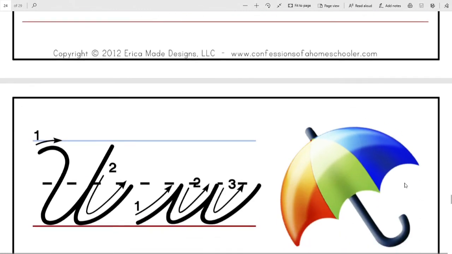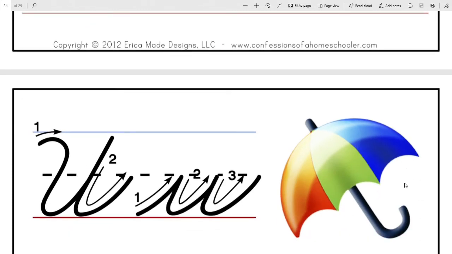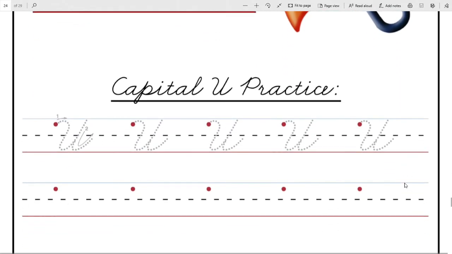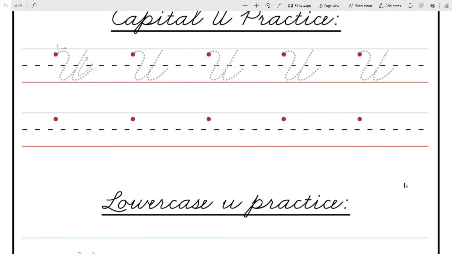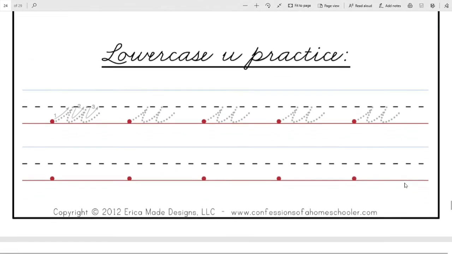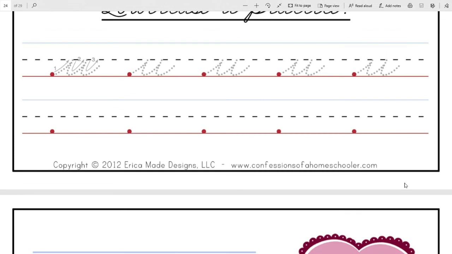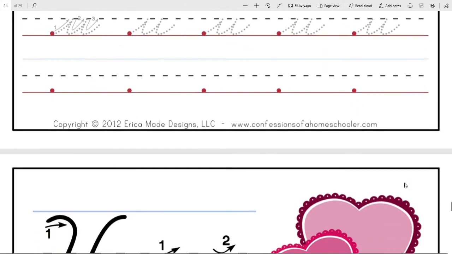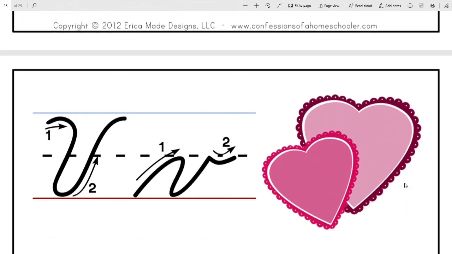The next letter is U. U says uh. Umbrella. Okay. Now we see while writing like this, the capital cursive U and the lowercase, you have to write like this. Small cursive letter U. The next letter is V.